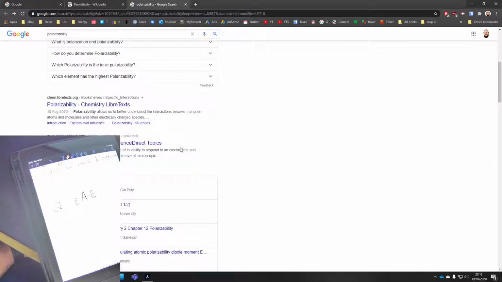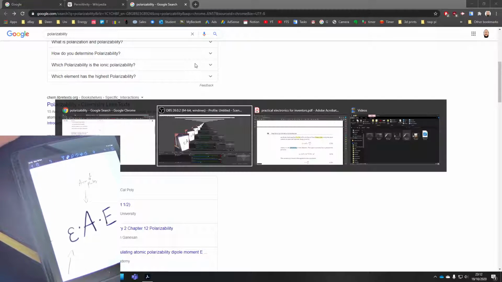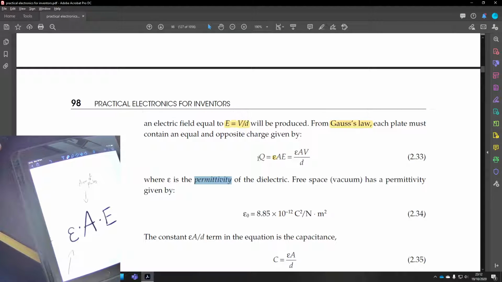All right, and then A is the area. Now I would like to find out from here, is this the area of both plates or the area of just one plate? Not super clear, is it? Where epsilon is the permittivity of the dielectric, free space, vacuum. Okay, yeah, this is that free space stuff.